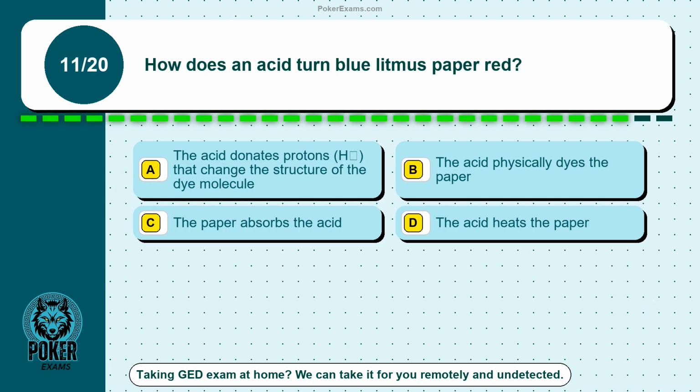Question 11. How does an acid turn blue litmus paper red? Option A. The acid donates protons, H+, that change the structure of the dye molecule. Option B. The acid physically dyes the paper. Option C. The paper absorbs the acid. Option D. The acid heats the paper.